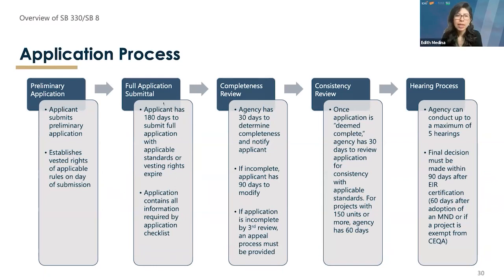Right, so the full application is when, for SB 330 projects, the applicant submits a preliminary application, and then they have 180 days to submit the full one. And for 150 units, this is when they are reviewing the consistency in regards to applicable standards. So 160 days to review if the project is more than 150 units. So basically after the 30-day period, planning staff has 30 days to review the application for consistency. If that was the question.